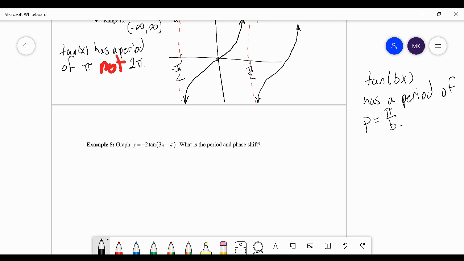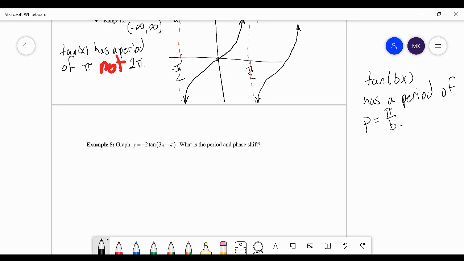So let's look at this lovely function here. We want to graph y equals -2 tan of 3x plus pi. We don't know what the period or the phase shift is. The amplitude is easy, right? That's 2. We've gotten used to that.